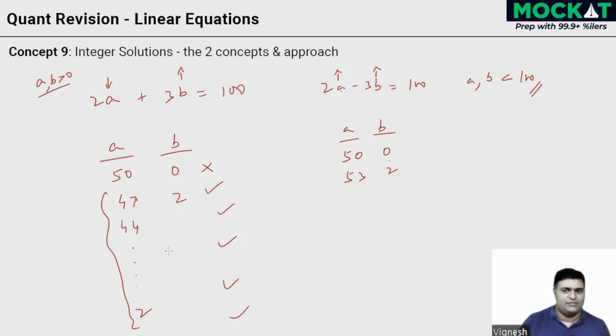It keeps increasing. Now 2 to 47, how many terms are there? It's an AP, arithmetic progression. Last term minus first term divided by common difference of 3 plus 1, right? So 47 minus 2, 45 by 3, 15 plus 1, 16 values satisfy over here. 16 A comma B solutions exist with this condition.